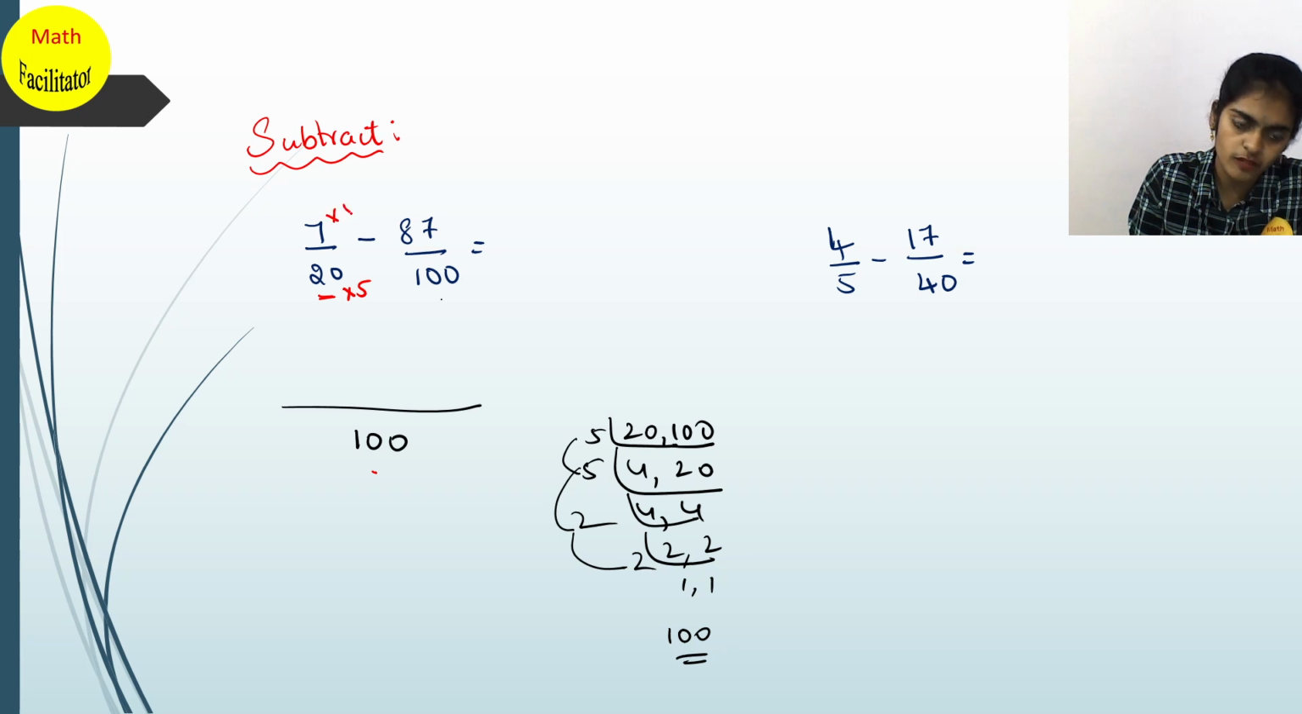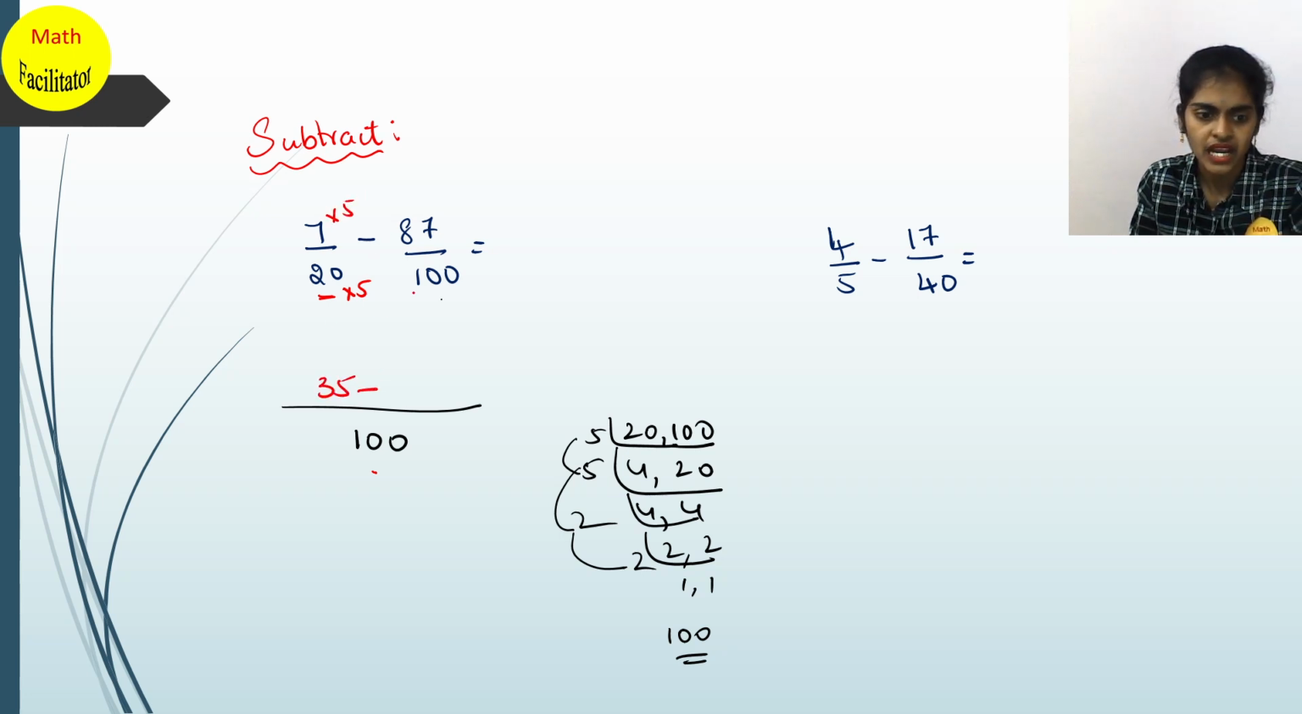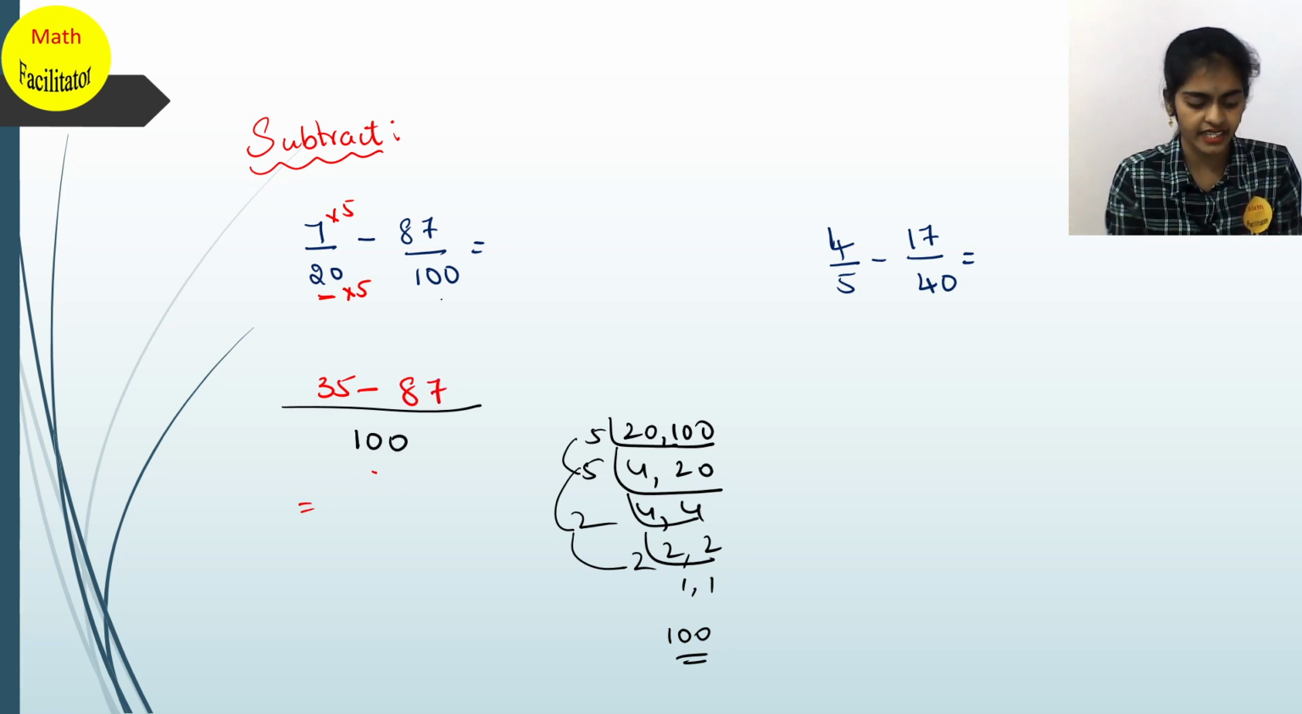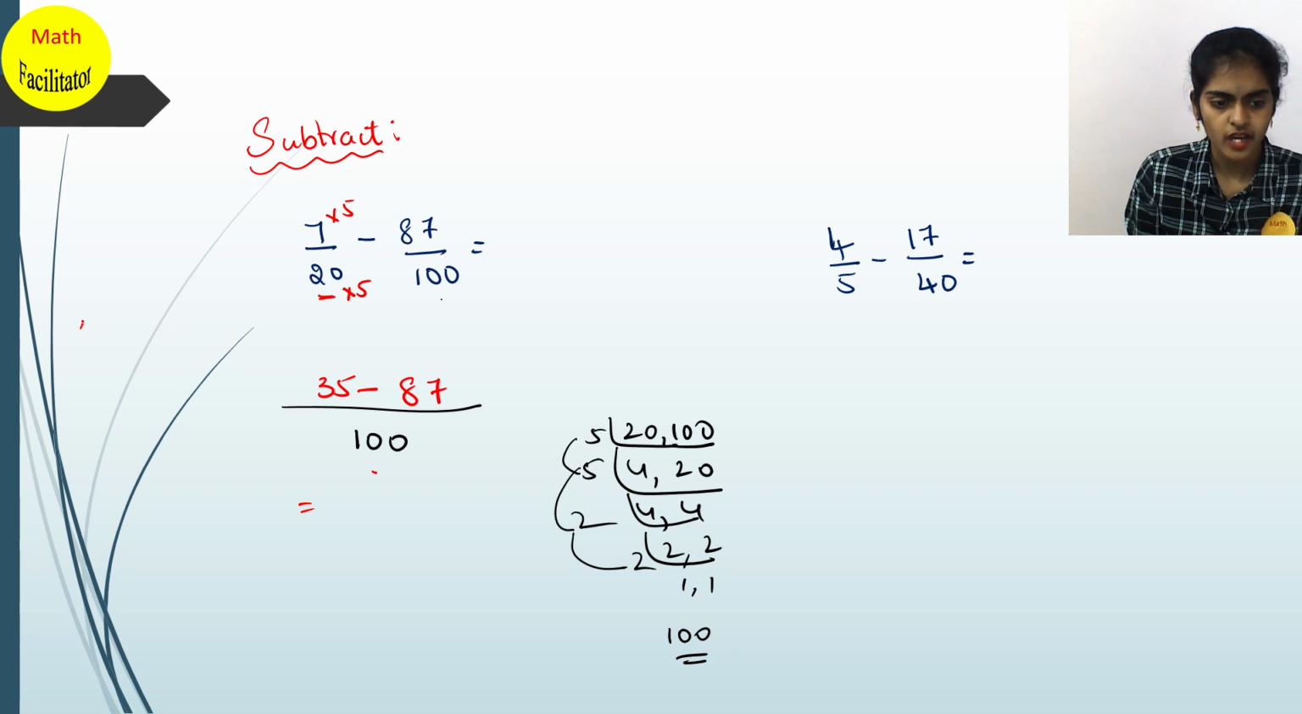So the numerator also will multiply by 5. So 7 5s are 35. You have a minus, write it here. 100 and 100. Here in the second fraction the denominator is 100. LCM is also 100. It is the same, so you can write the numerator as the same. So 35 minus 87.